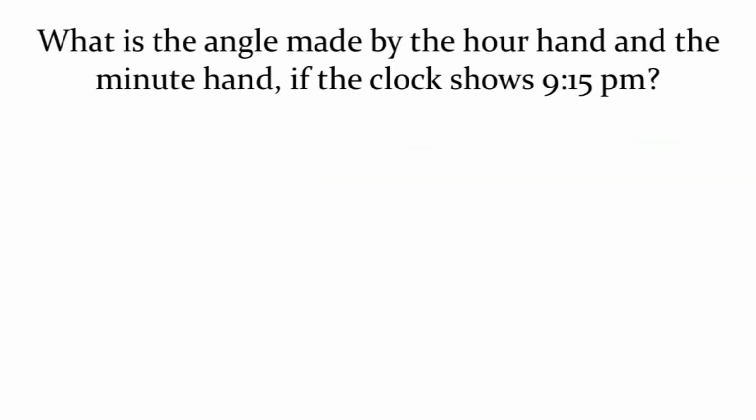What is the angle made by the hour hand and the minute hand if the clock shows 9:15? At 9:15, angles made by hour hand and angles made by minute hand are required. Here the requirement is not the angle in between, but the angles made by the hour hand and minute hand respectively. See, I already told you the hour hand makes 30 degrees in 1 hour, half a degree in 1 minute.